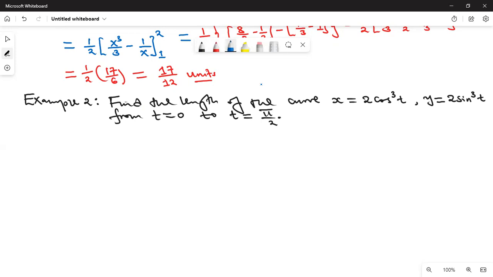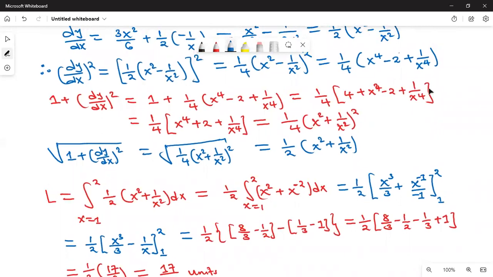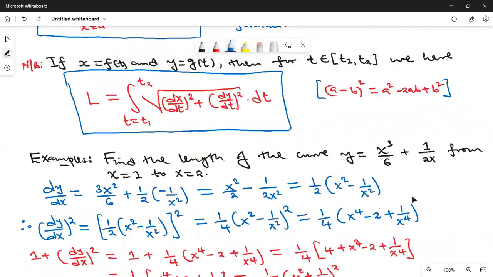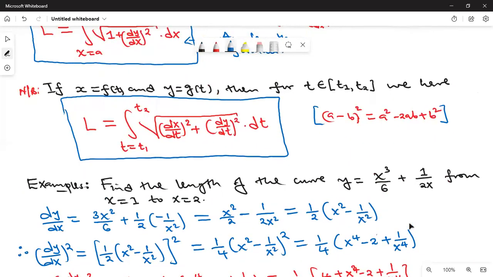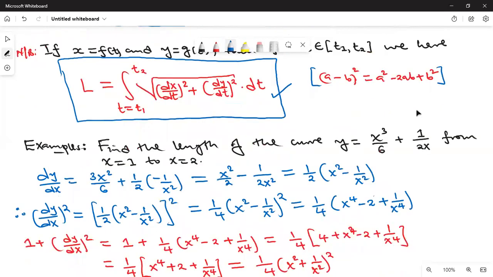Now we are going to use the second formula. Look at our second formula where we had x being a function of t and also y being a function of t. So we are going to use this. I need to know dx dt, dy dt, then you square them, then you add the results and take the square root of your result. So let's work it out.